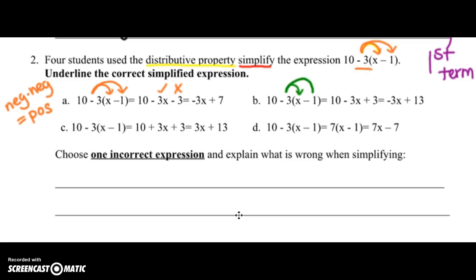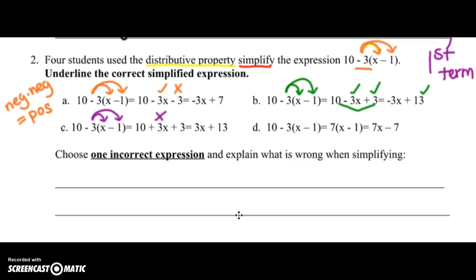Negative 3 times x. Do we have negative 3x? Yeah, we do. Negative 3 times negative 1, positive 3. We got it this time. But then we have one more step. You guessed it, combining like terms. 10 and 3 makes 13. Remember, it's a positive 10 and a positive 3. Same sign, take the sum.